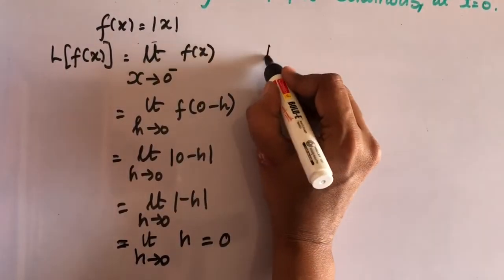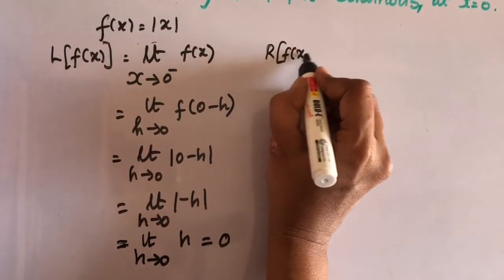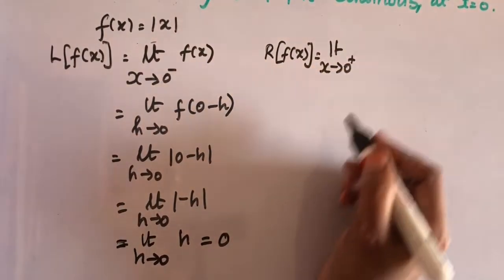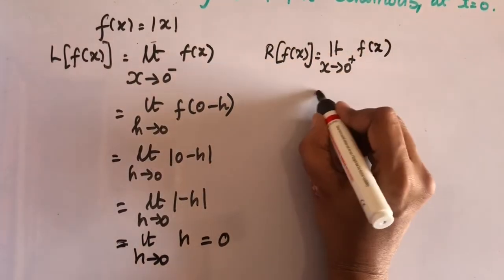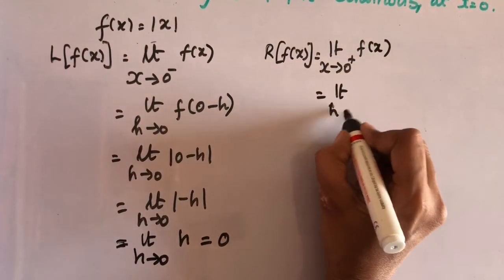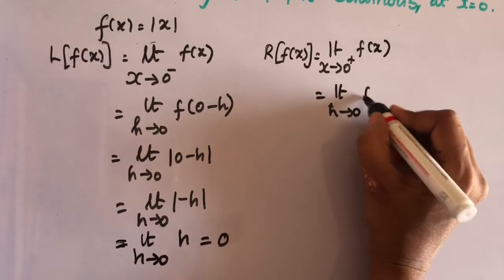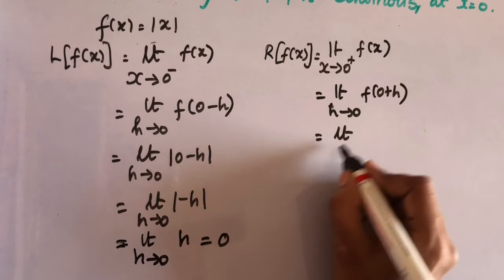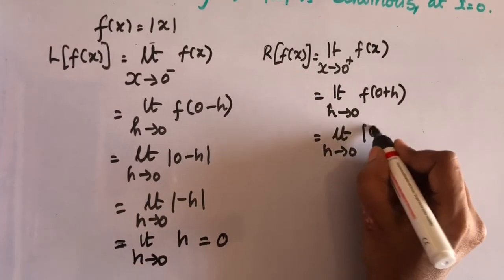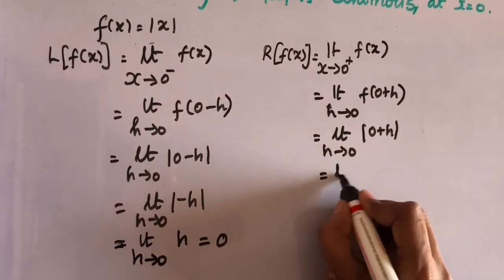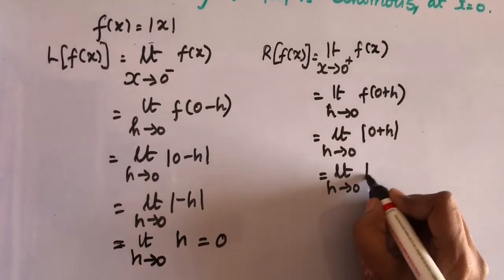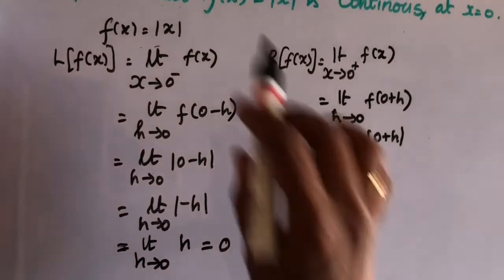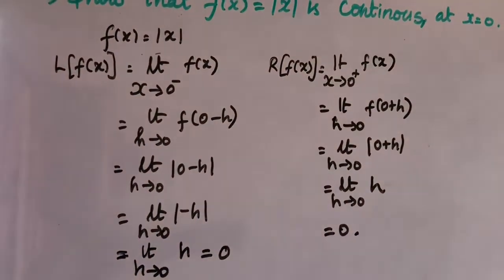Now, we can find the right hand side limit r of f of x, that is limit x tends to 0 plus f of x, that is equal to limit h tends to 0 f of 0 plus h, that is limit h tends to 0 modulus 0 plus h, and that is plus h. While applying the limit, its value is also equal to 0. We have to show that it is continuous at x is equal to 0.